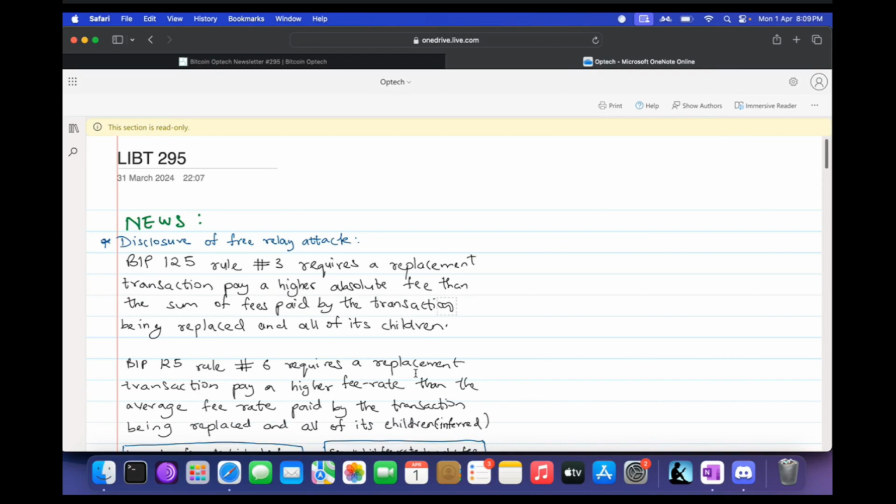And rule 6 is inferred. It's not mentioned in the BIP, but it's inferred that also the transaction A, which is trying to replace transaction B, needs to pay a higher fee rate.